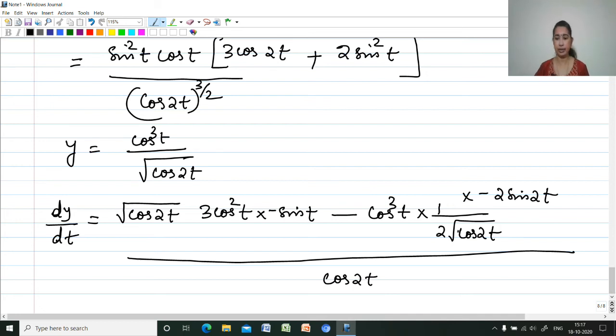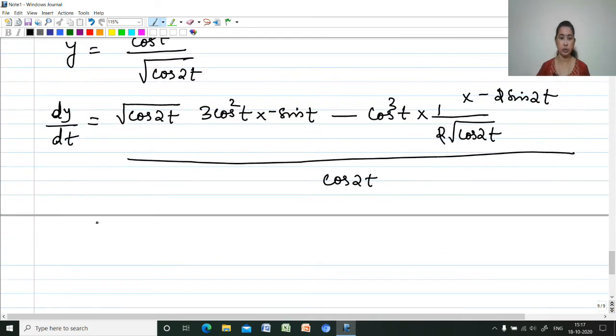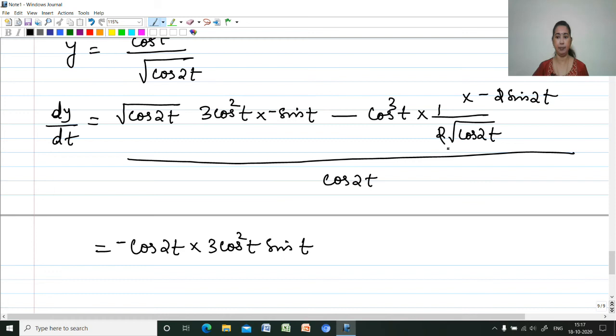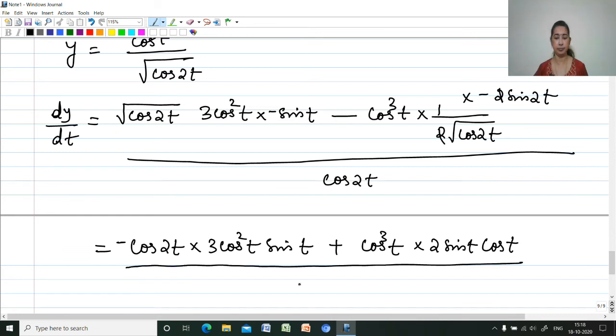Then as earlier this 2 will get cancelled, then root cos 2t we can cross multiply to the other side. So we will get this as cos 2t, then here one minus sign that you can take out, remaining 3 cos square t into sin t, minus of minus plus cos cube t into 2 sin t cos t, whole divided by cos 2t whole raised to 3 by 2.